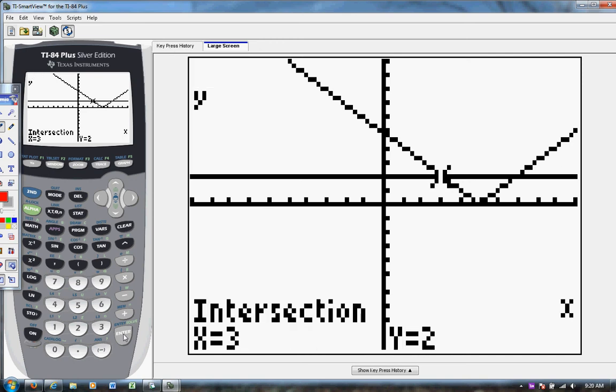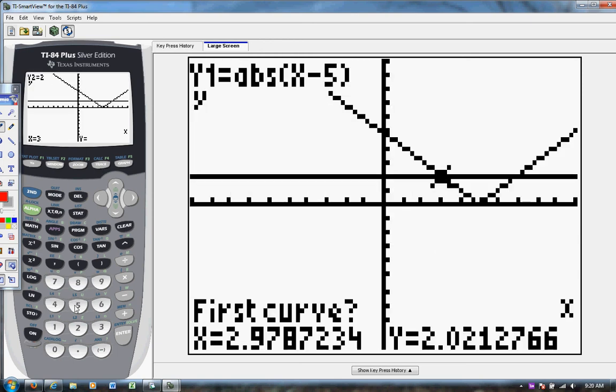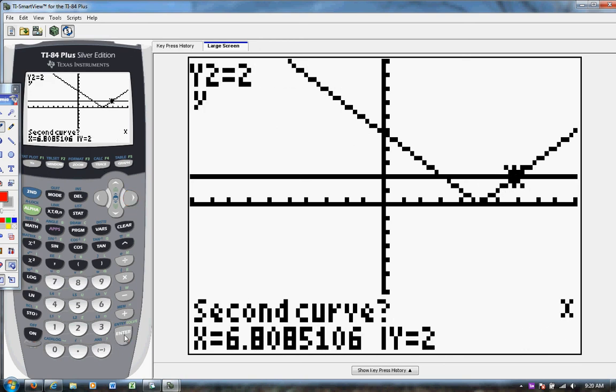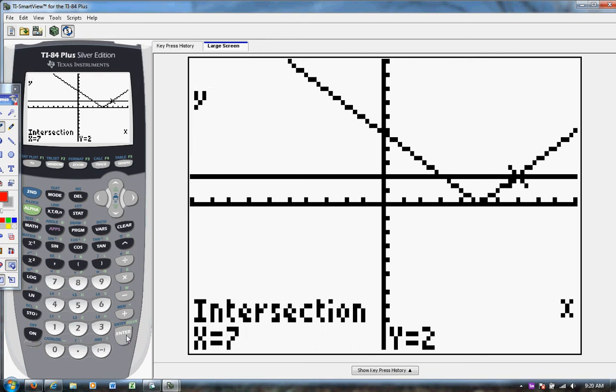And there's your intersection point. It's 3. And then we do it again for the other one: second trace, 5. I'm going to move this over to where I want it to be, right there, and hit enter, enter, enter. And it's 7. So those two intersection points were 3 and 7.